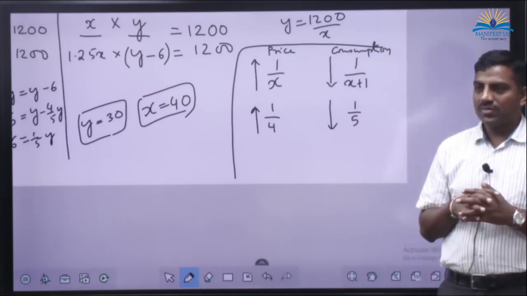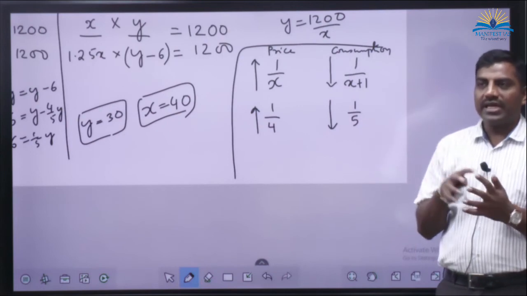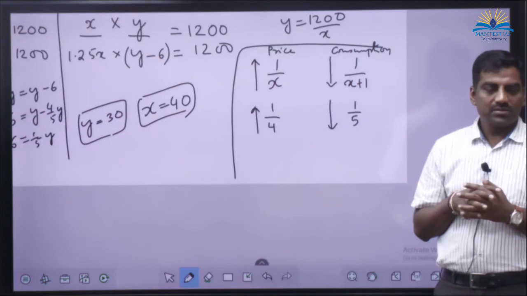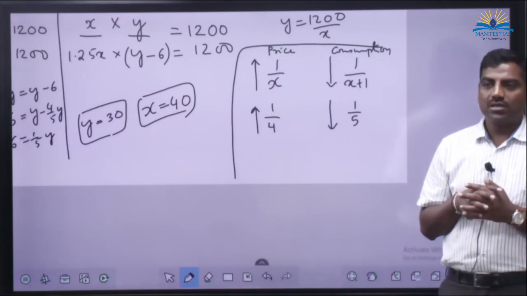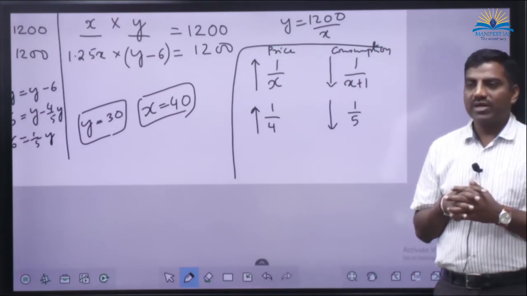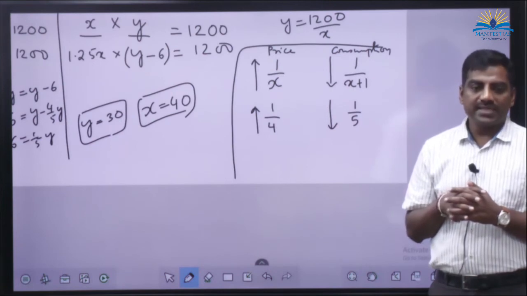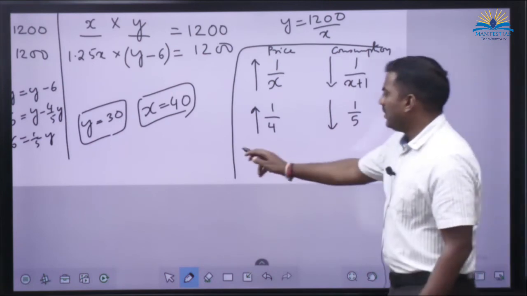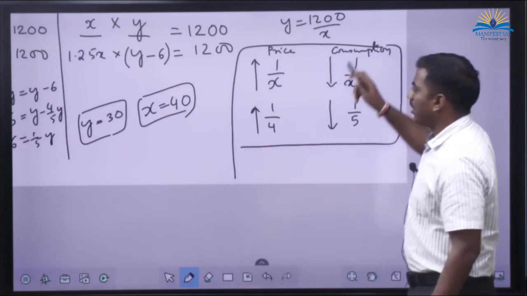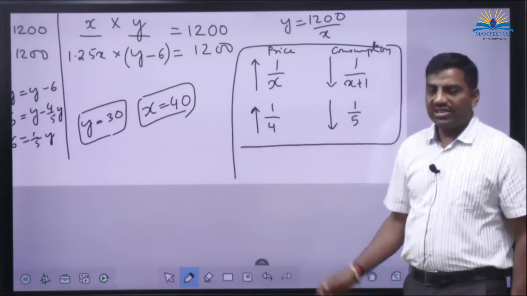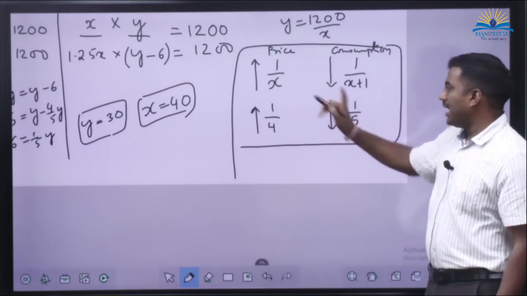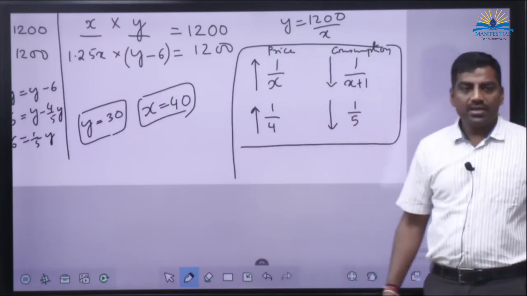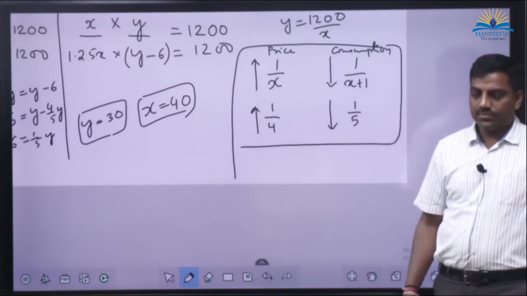Yes or no? Earlier, when 30 kg was the consumption, the rate was 40 rupees. The rate has become what? Now 50 rupees. That is why we are consuming 6 kgs less, that is 24 kgs. Getting my point? This will be very handy. Write it somewhere. When the price is raised by 1 by x, then the consumption will fall by 1 by x plus 1.